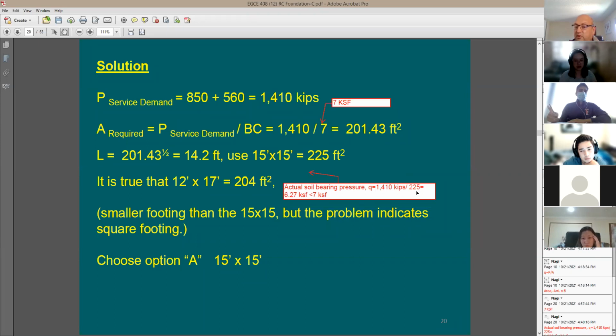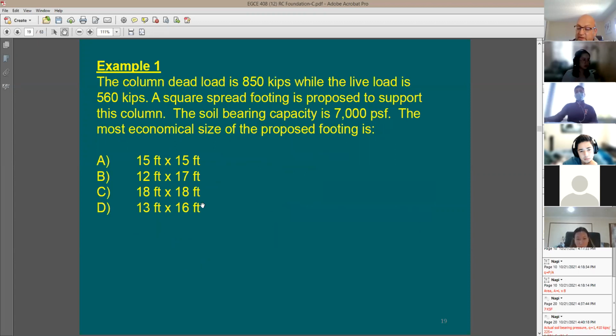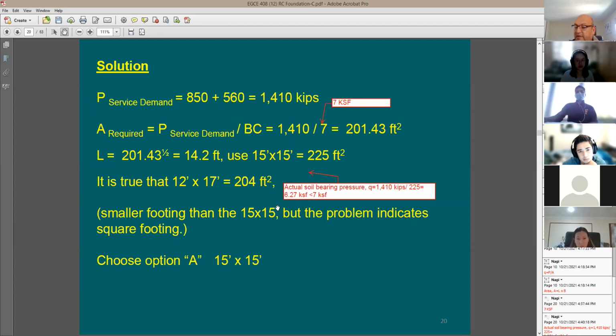When you provide more square footage of the contact area between the pad and the soil, you are going to be getting less pressure than that level. You can say, okay, yeah, this design makes sense. Then my choice is going to be 15 by 15. Does it mean that 18 by 18 doesn't work? You can say, no, 18 by 18 is going to be even safer. But I don't really need it because you're going to be putting lots of concrete that you don't really need. I would just say use 15 by 15.